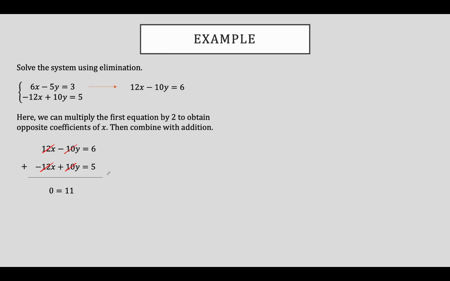All right, so this one's interesting here. We end up with 0 is equal to 11. What does this mean? Well, this is actually a false statement. 0 does not equal 11. This means that we actually have no solution.